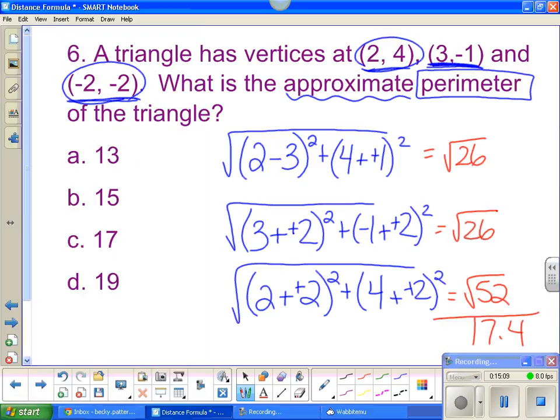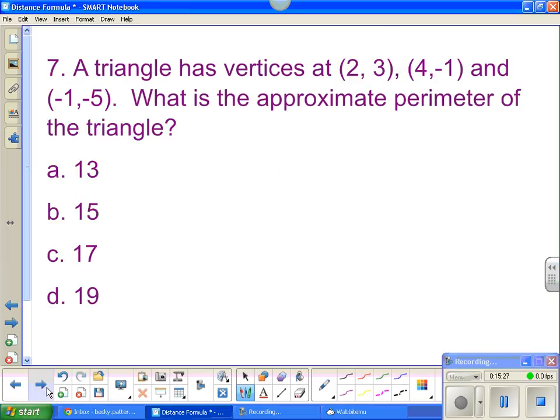Then I come over here to my answers. I want the approximate right answer. So if I'm rounding, that's just going to give me 17. If it was 17.5, I would round up to 18, but 18 is not a choice. But 17.4 stays at 17. Okay, so we're going to try that one again.